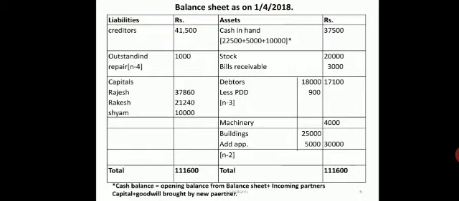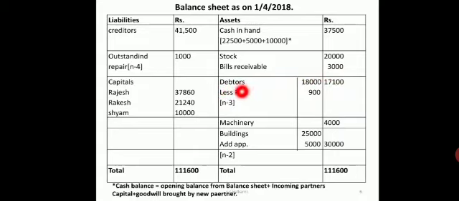So the total of goodwill and cash brought by incoming partner is added to cash in hand. So you'll have a total of 37,500. Next, there is stock. As it is, no adjustment is there, 20,000 in the outer column. Bills receivable, no adjustment, write 3,000 in the outer column.